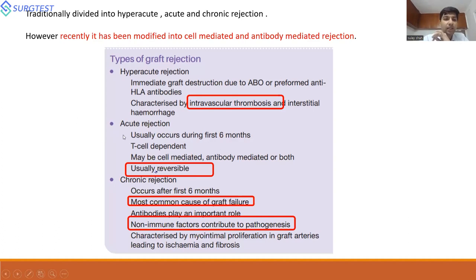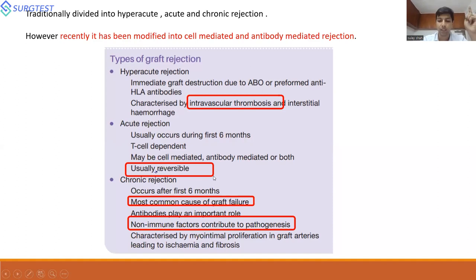The acute rejection was said to be T cell dependent, cell mediated, but don't remember these things now. I'm repeating, this is an old classification. The only thing important from this table is what I have highlighted. Hyperacute rejection is characterized by intravascular thrombosis. Acute rejection is a reversible type of rejection. That is the only one out of the three which is reversible by immunosuppressant. The chronic is the most common cause of graft failure and also has a lot of other factors apart from immune factors.